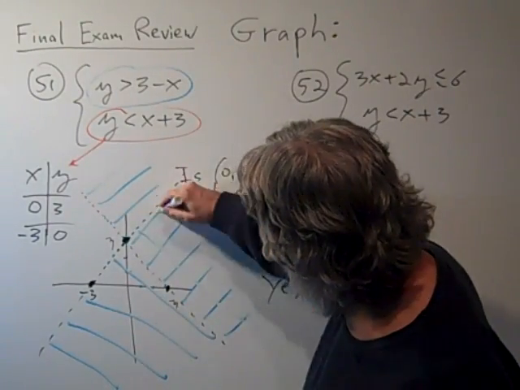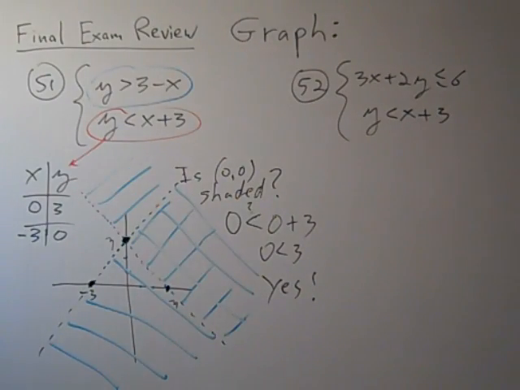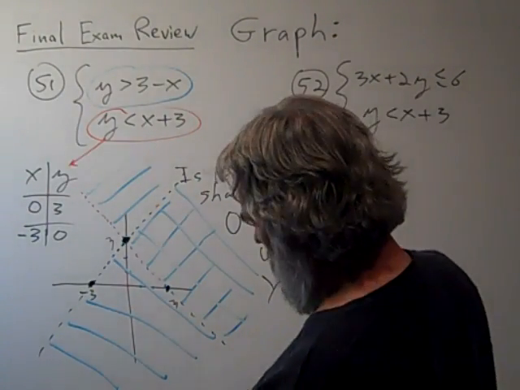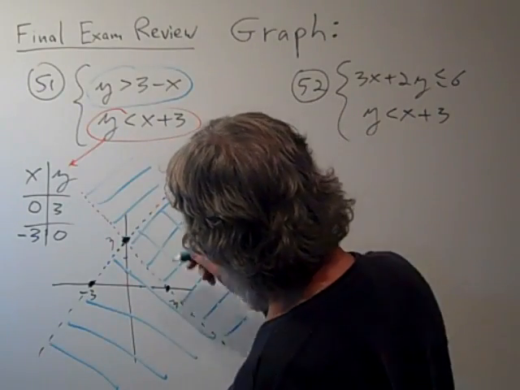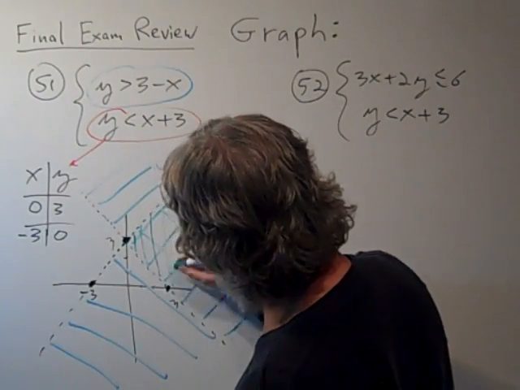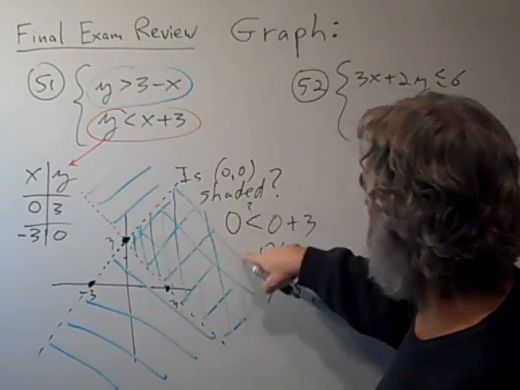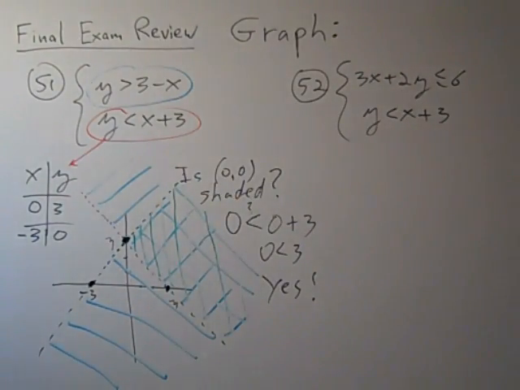And we're interested in the overlap. So the overlap is the region up here. It's everything between these two lines to the right as we get going. So this is the solution set to that system of linear inequalities.